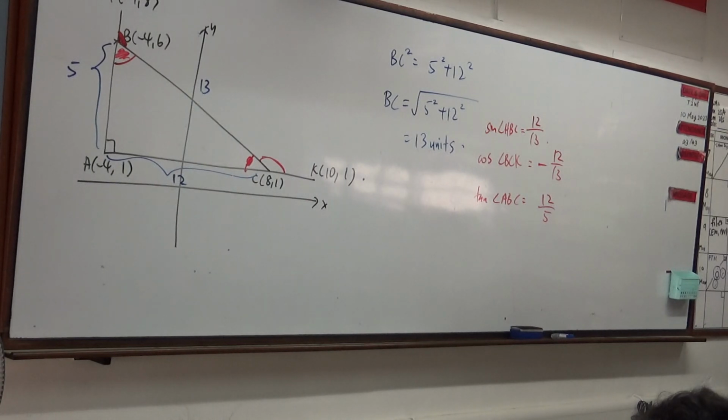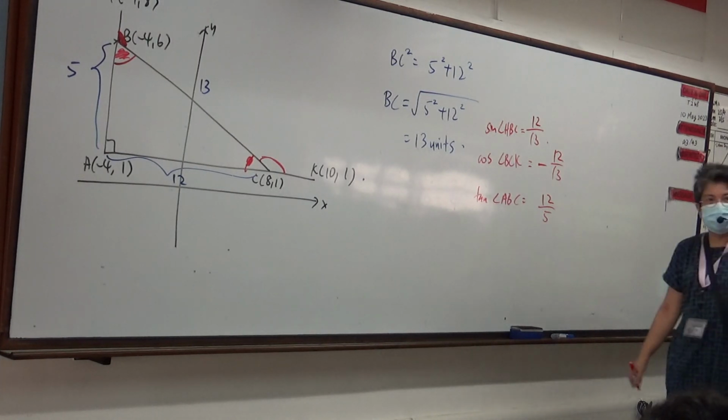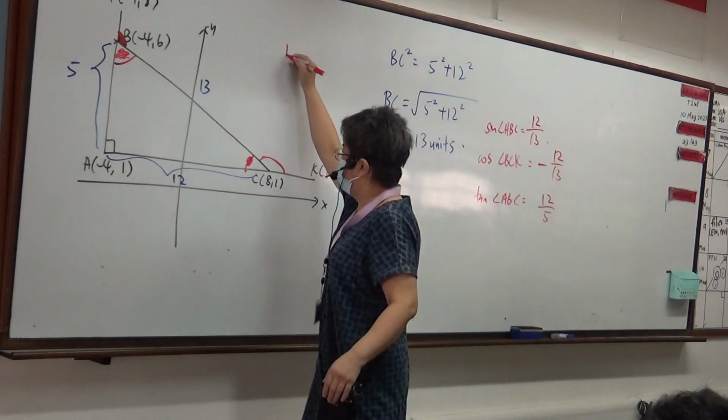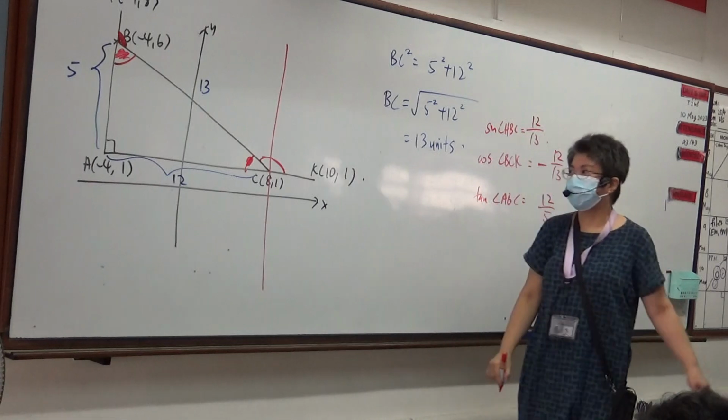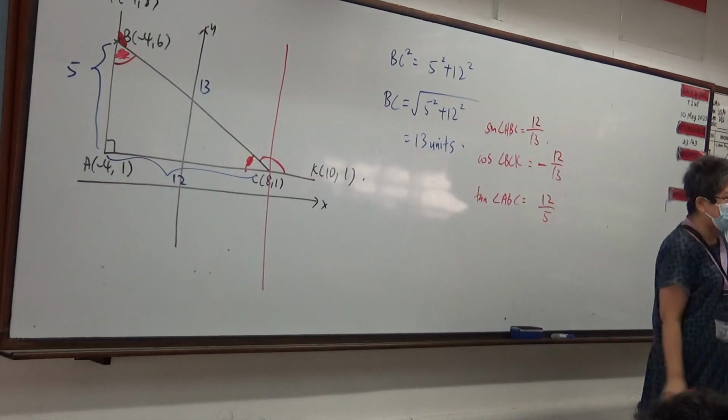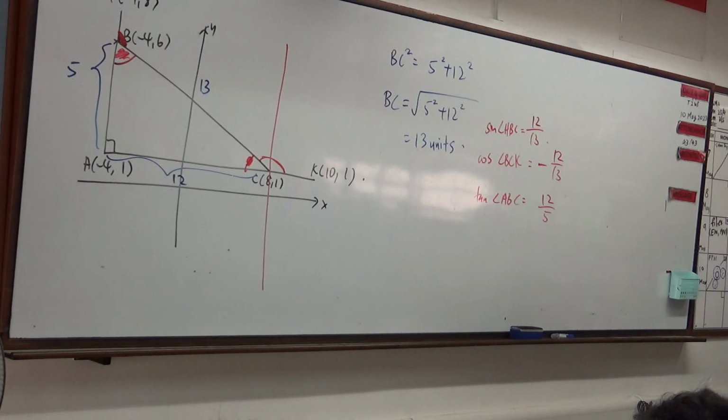Given that D lies on the line X equals to 8, write down a possible set of coordinates of point B such that cosine ABD is negative. D lies on the line X equals to 8. Now, may I know where's X equals to 8? It will be this straight line, right? Correct. D is somewhere, right? They say, given that D lies on the line X equals to 8, write down a possible set of coordinates of point B such that cosine ABD is negative.